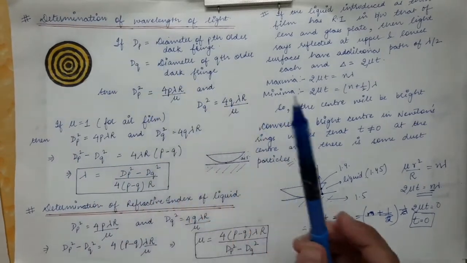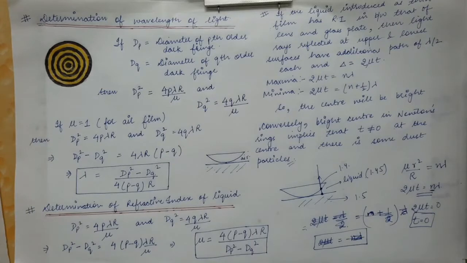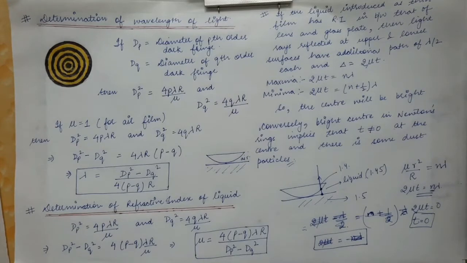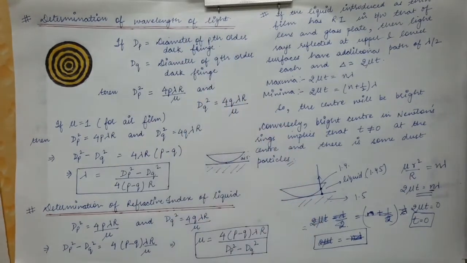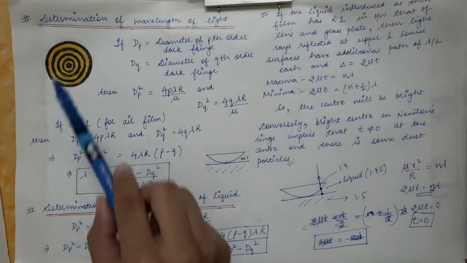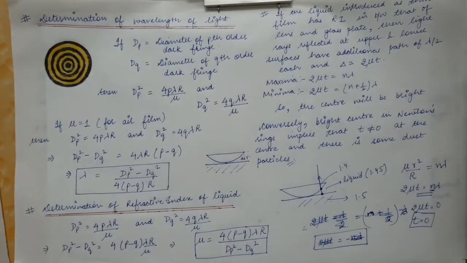Let's say we have a source whose wavelength is unknown to us. The light from that source is made to fall on the glass plate, and those parallel rays are made incident normally on the lens. The whole Newton ring experiment is done with a source whose wavelength is unknown, so that circular fringes are obtained with that particular light.